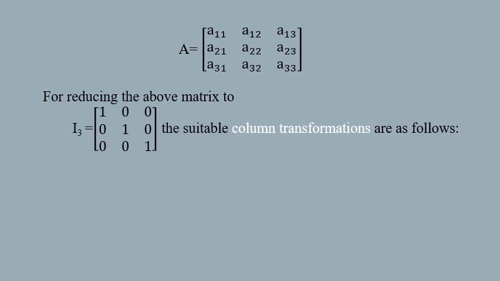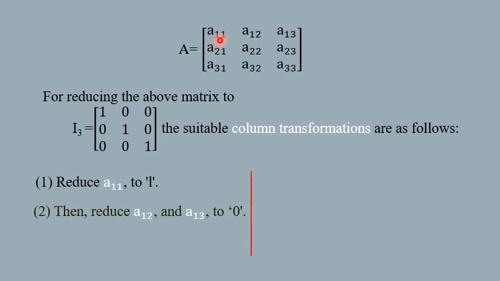Here one non-singular matrix A is given and we have to reduce this matrix A into I3, that is identity matrix of order 3, by suitable column transformation. And steps which are used to reduce this non-singular matrix into identity matrix by column transformation are as follows. Now in step 1, we have to reduce this element A11 to 1 by using suitable column transformation.